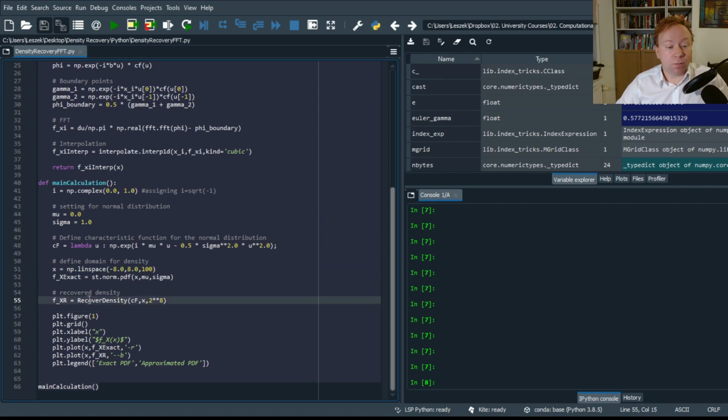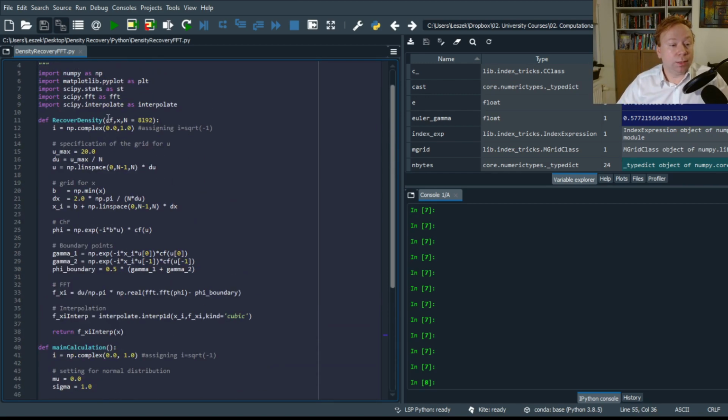And for that, we call the function recover density, where the first input is the characteristic function. So this is the affine here. We have x, which is the grid at which we would like to calculate this density. And the third argument is the number of points. So this is number n. It's the number of points that we use in our transformation.